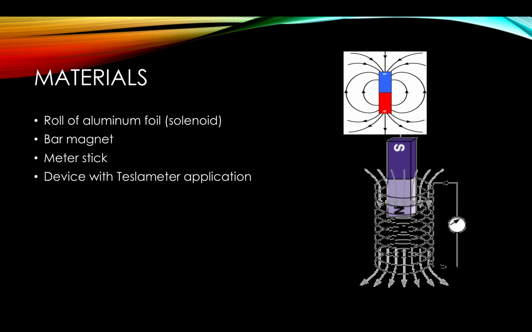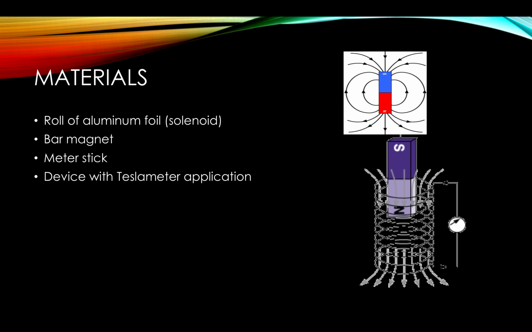A roll of aluminum foil acted as a solenoid in this experiment. It was very important to make sure there was at least 1 centimeter of foil on the roll, so the current could be induced. We also had a bar magnet given to us by the instructor, a meter stick, and a device with a Tesla meter application. The device was used in finding the north and south ends of the bar magnet.